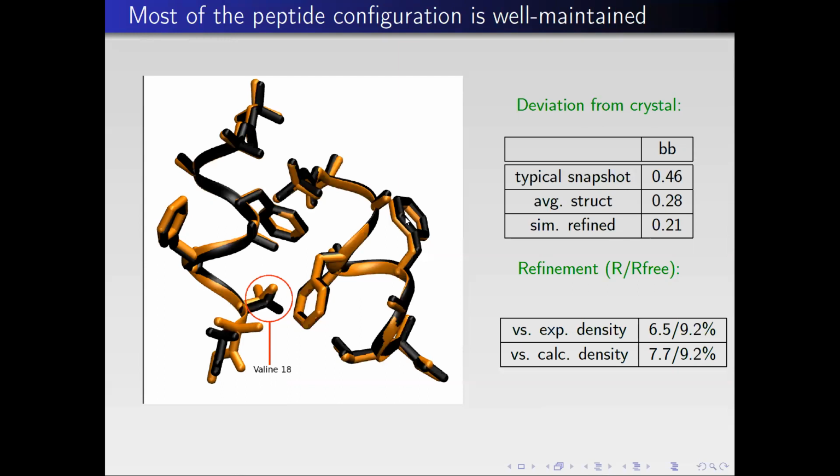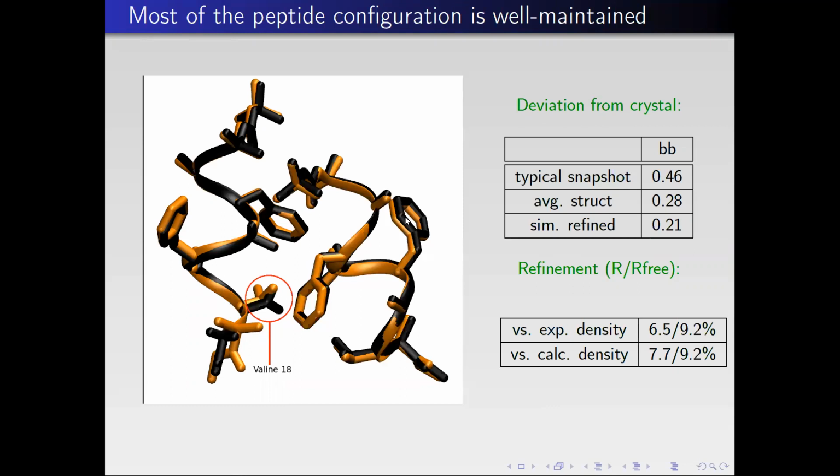The backbone deviations between the crystallographic structure, which for the purposes of this is essentially arbitrarily accurate, and our simulation, the errors are all in the simulation, not in the residual uncertainties from the crystal structure. A typical snapshot, which you're not seeing here, you're seeing the average structure, but if you took a typical snapshot, the backbone atoms would be about half an angstrom away from their average position in the crystal. And that's expected. We have vibrational motion that's always going on.